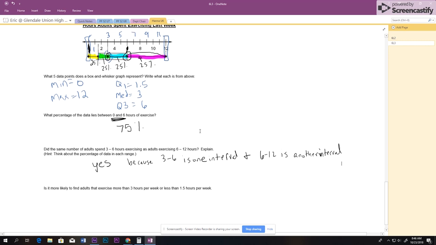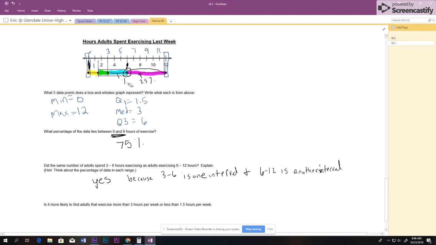So is it more likely to find adults that exercise more than 3 hours per week or less than 1.5 hours per week? So let's erase all of this because it's getting a little confusing. All right. So, which is more likely, more than 3 hours per week? So here's 3. More than 3 hours, well, that's 50% because it's 2 of these. All right, or less than 1.5 per week. So here's 1.5, and that's only 25%. Well, 50 is more likely than 25. So 50%. All right, so it's more likely.